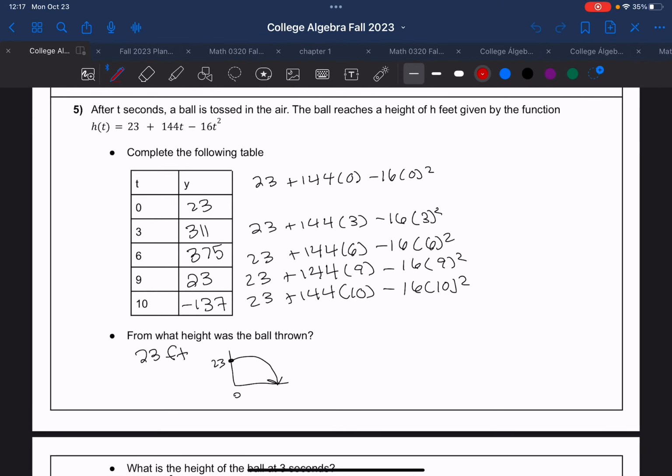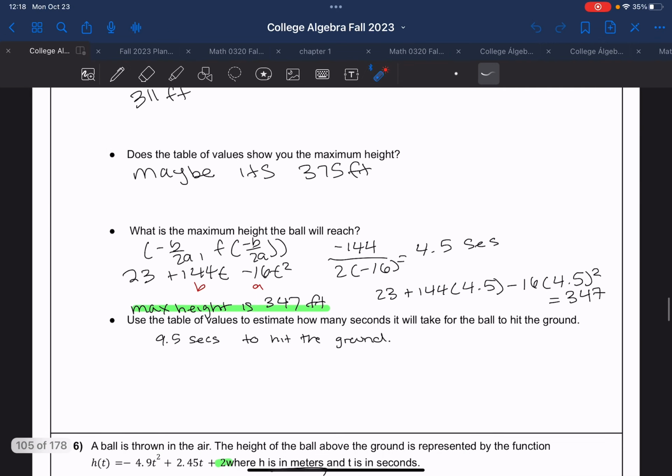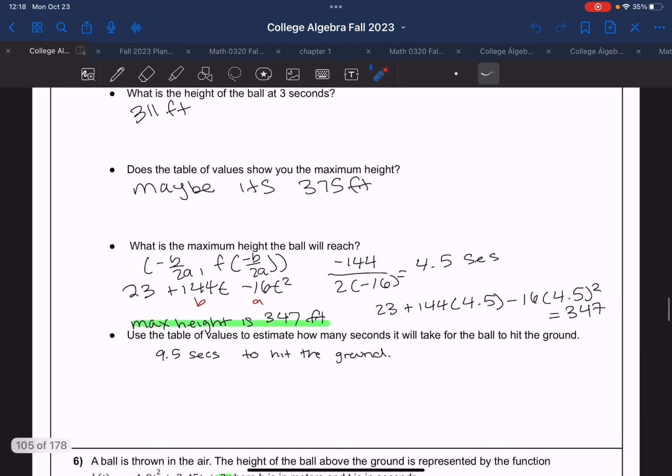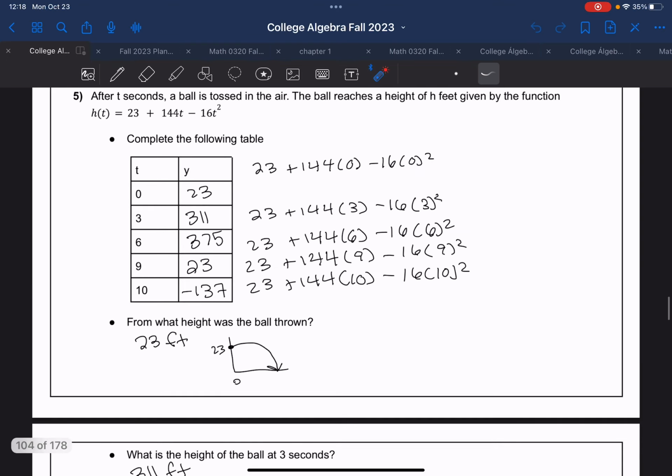Hey, this is part 2 of solving quadratic applications. So remember today when we went over number 5, we were a little thrown off here because we said at 6 seconds that the height of the ball would be 375 feet. This led to the confusion of when we found the maximum height of 347 feet. Well, I found the reason for that mistake.